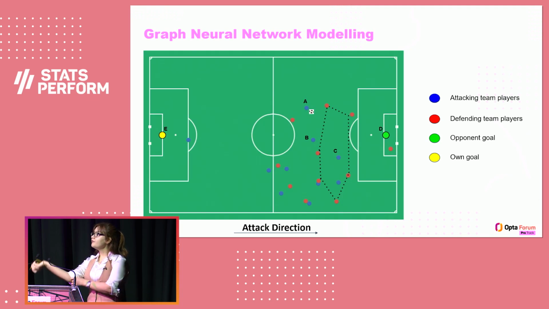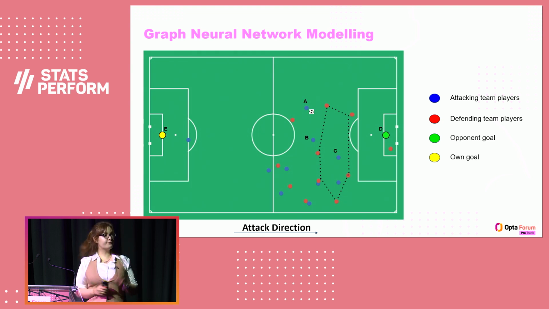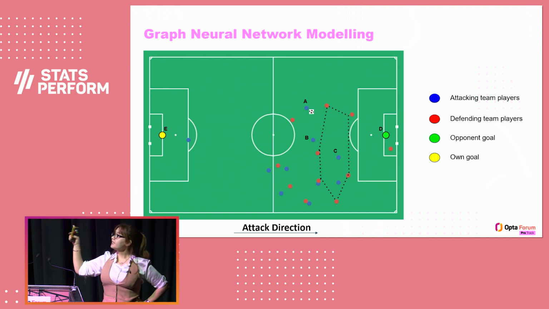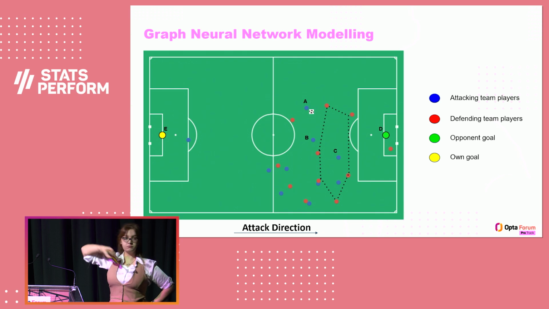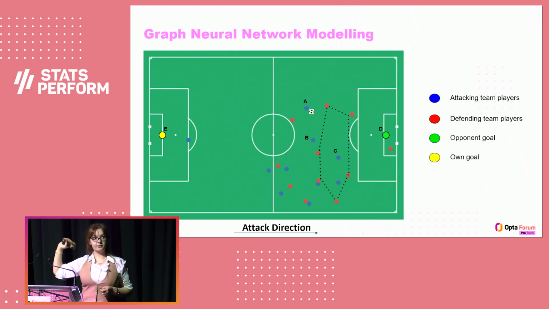In order to do that, first I'm going to show how graph neural networks work, but I'm not going into details, no worries. Here we are defining 4 kinds of nodes. The first type are the blue circles, the attacking team players. The second type are the red nodes, the defending team players. The third is the opponent's goal, the green circle, and the own goal is on the left side, the yellow circle. The attack direction is always from left to right.